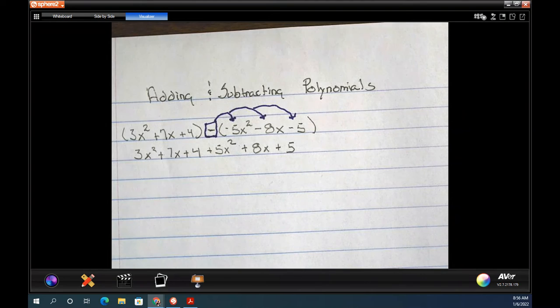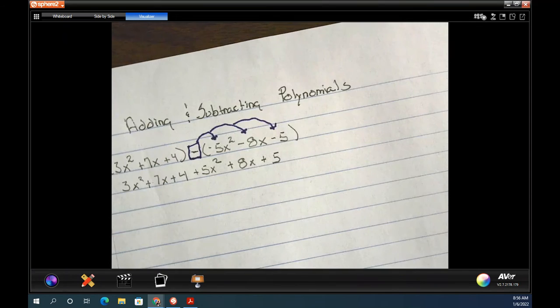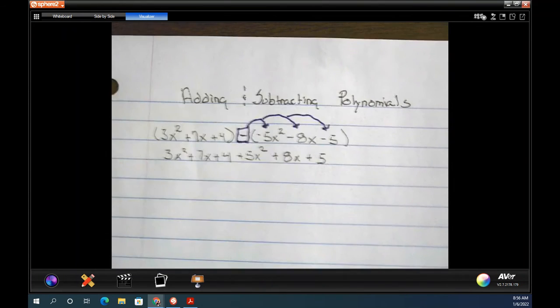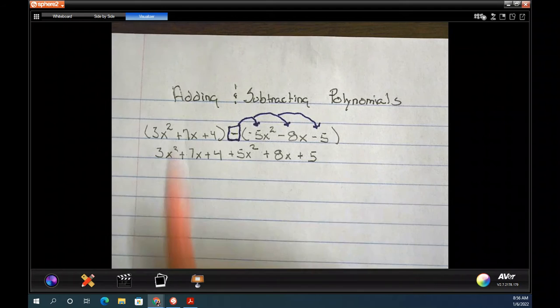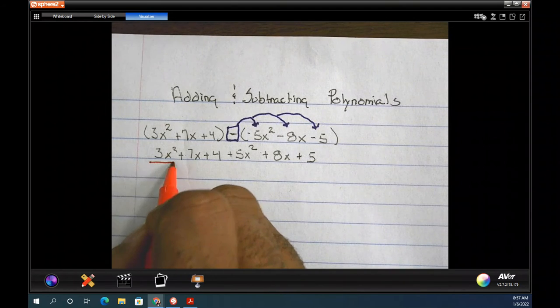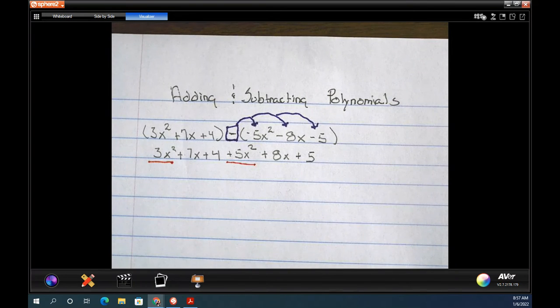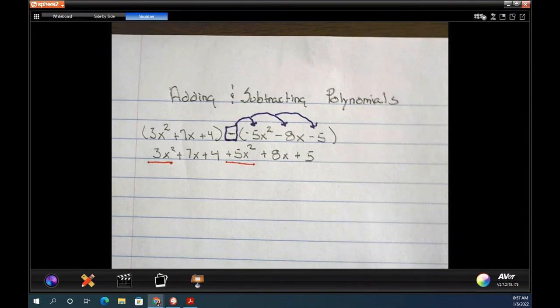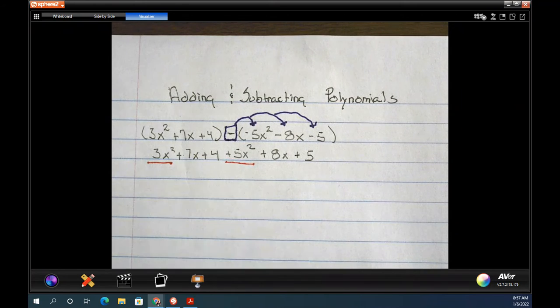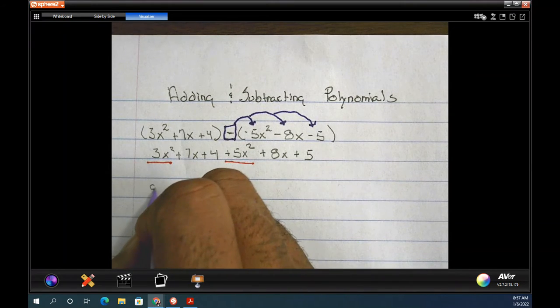So now you start with the highest power. Here's the highest power, squared. Oops, sorry about that. So you've got 3x squared plus 5x squared. So what's 3x squared plus 5x squared? 8x squared. Yeah, 8x squared. So we get 8x squared.